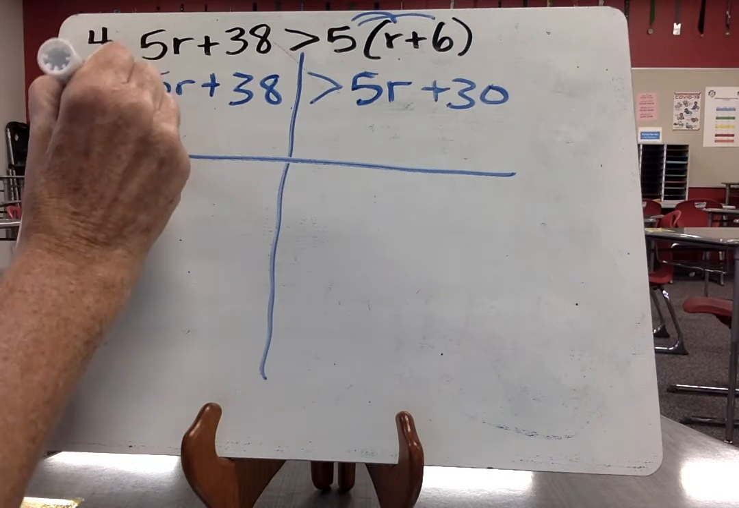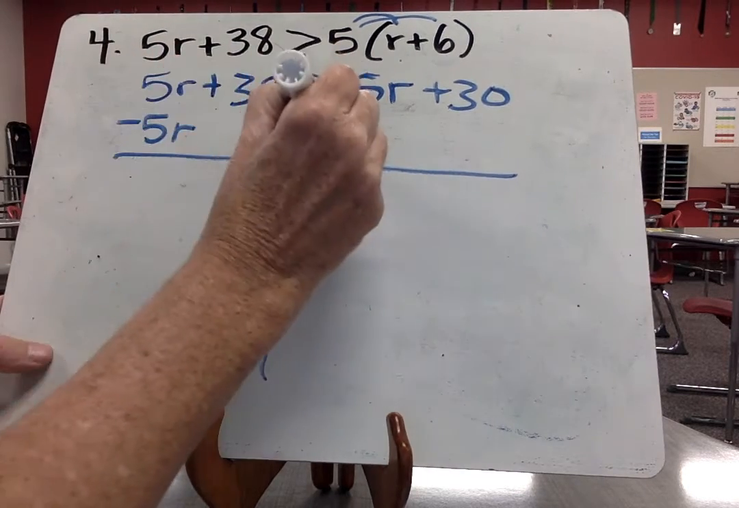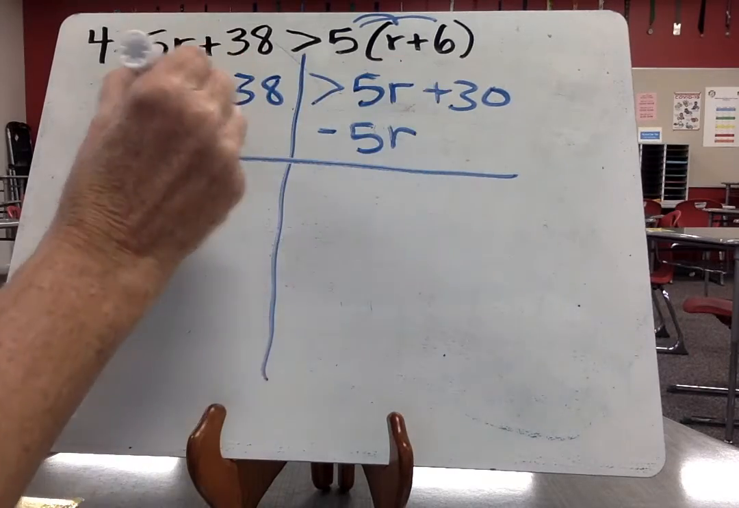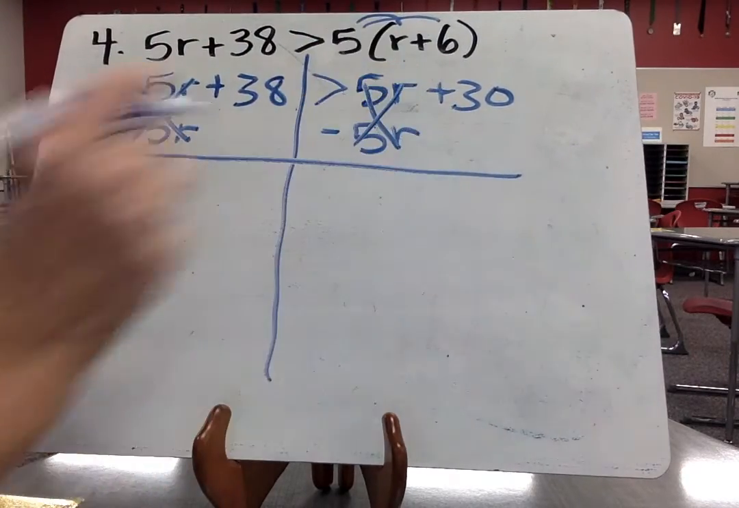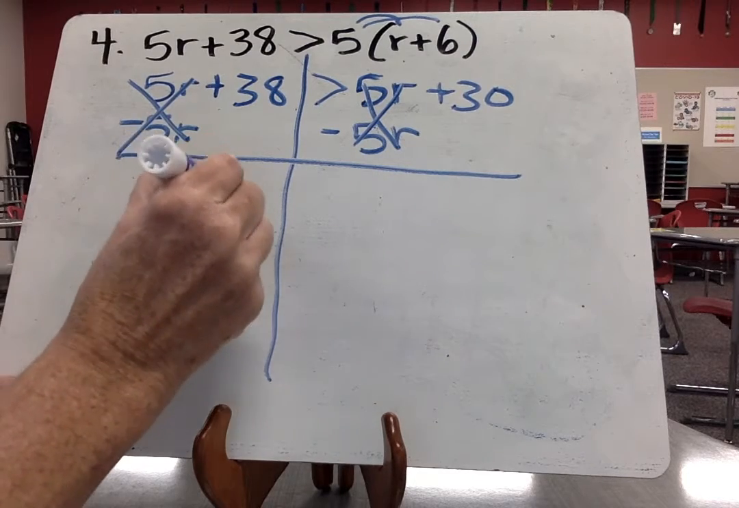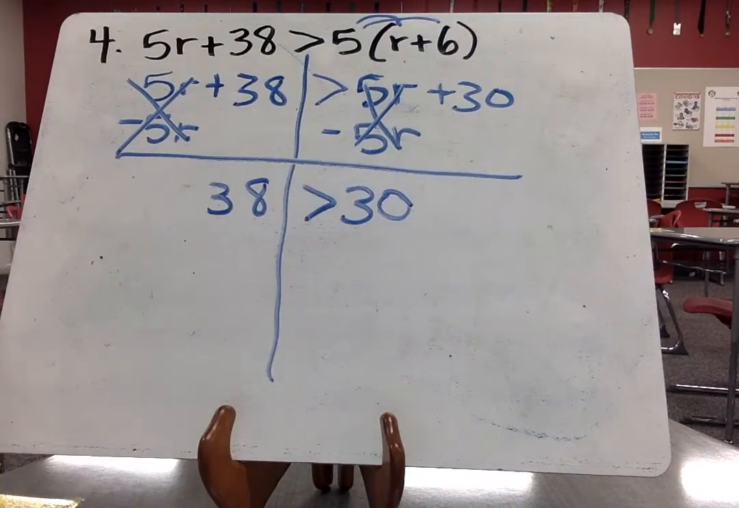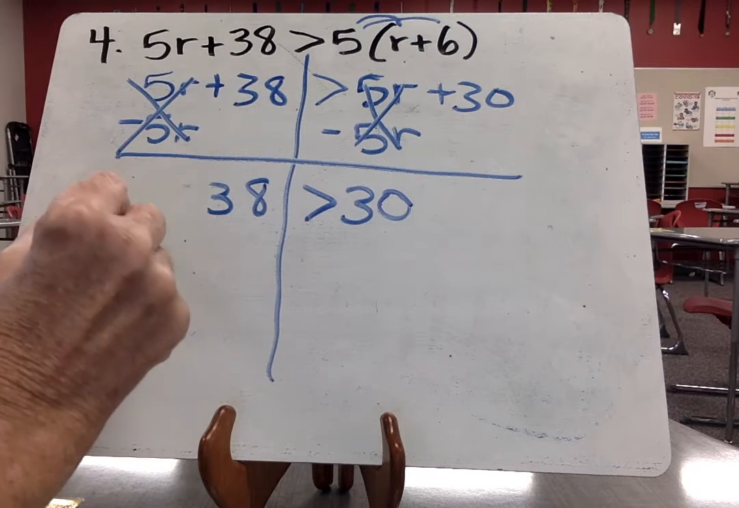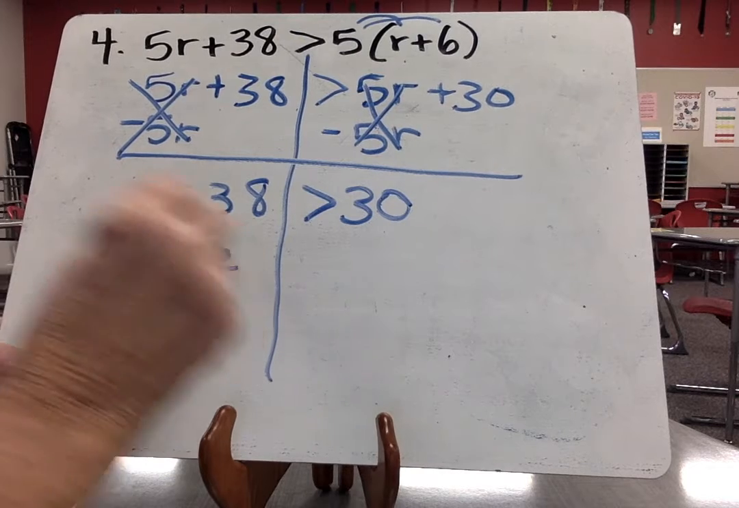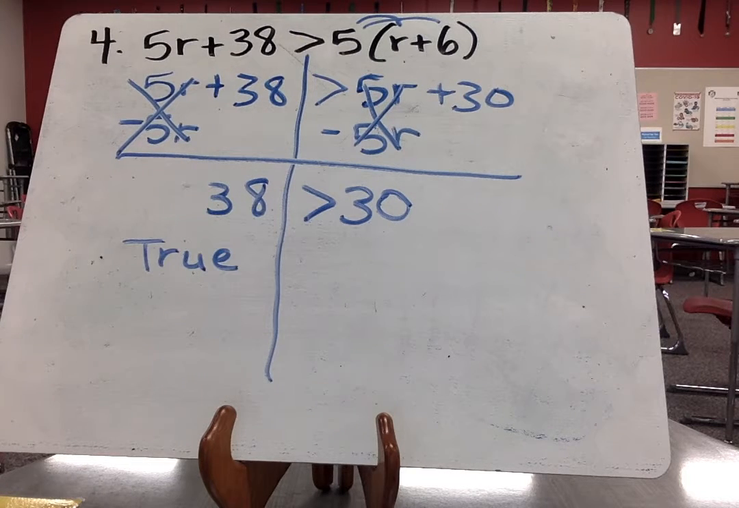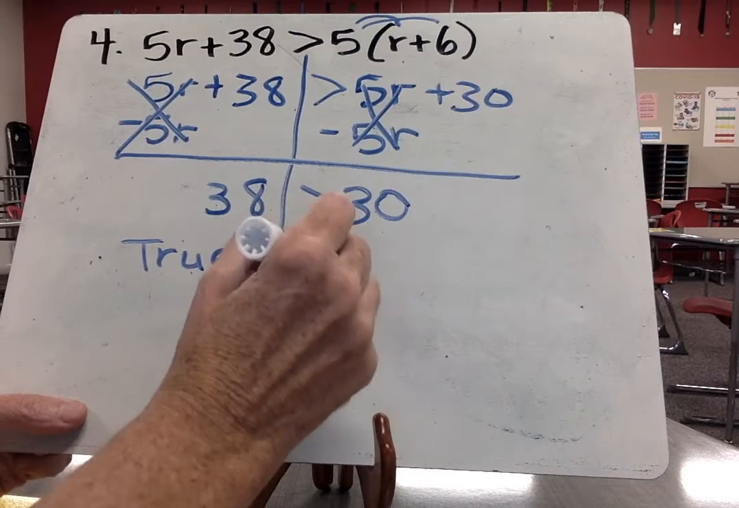Now I want to get all the r's on the same side. Oh, they go away, and they go away. What's left? 38 is greater than 30. Now remember what happened when the variable disappeared on the equations? We checked to see if it was a true statement first. Is 38 greater than 30? Is that true or not? If it's true, then yes, you write true. And what's the solution if it's true? Infinitely many solutions.